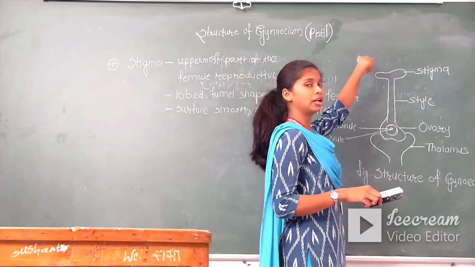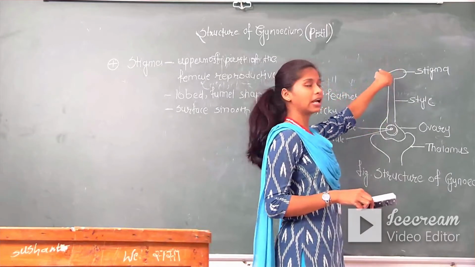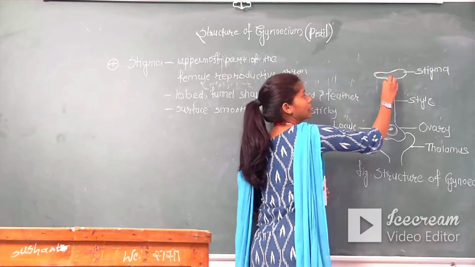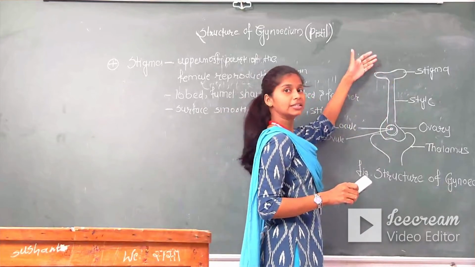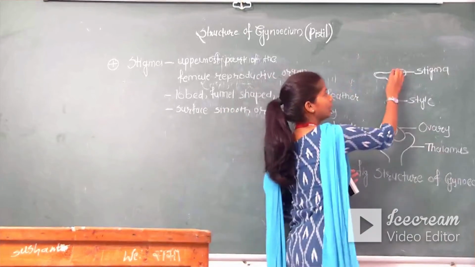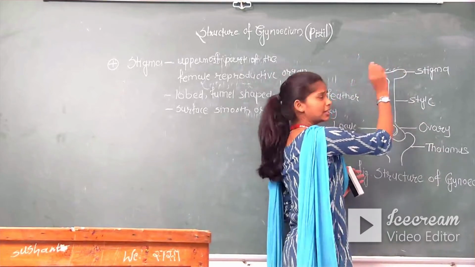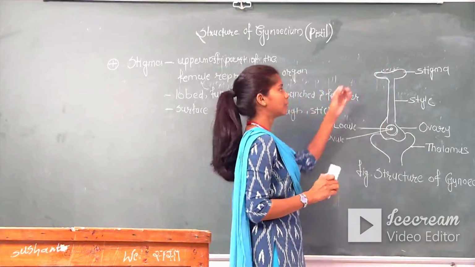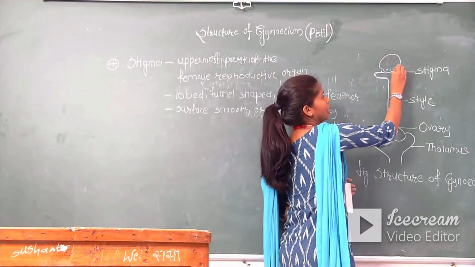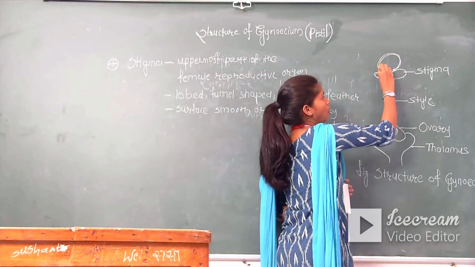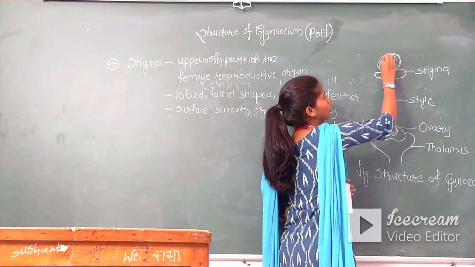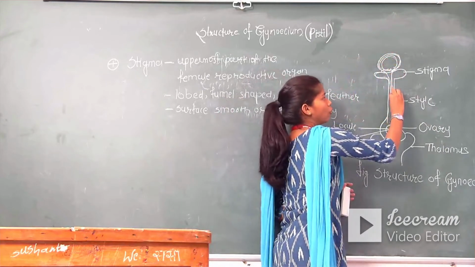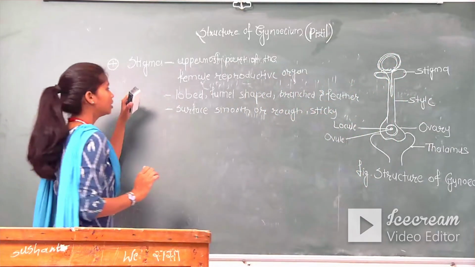यानी कि जो भी pollen grain pollination से आएगा, वो कहाँ पे लैंड करेगा? ये स्टिग्मा के ऊपर लैंड करेगा. And here, if that pollen is compatible, then the stigma will release some sugary substance, like a gel. Some sugary substance will be secreted by the stigma, and this pollen will germinate and form a pollen tube. Germinate होना मतलब क्या होना? Pollen tube formation होना. So this is the stigma.